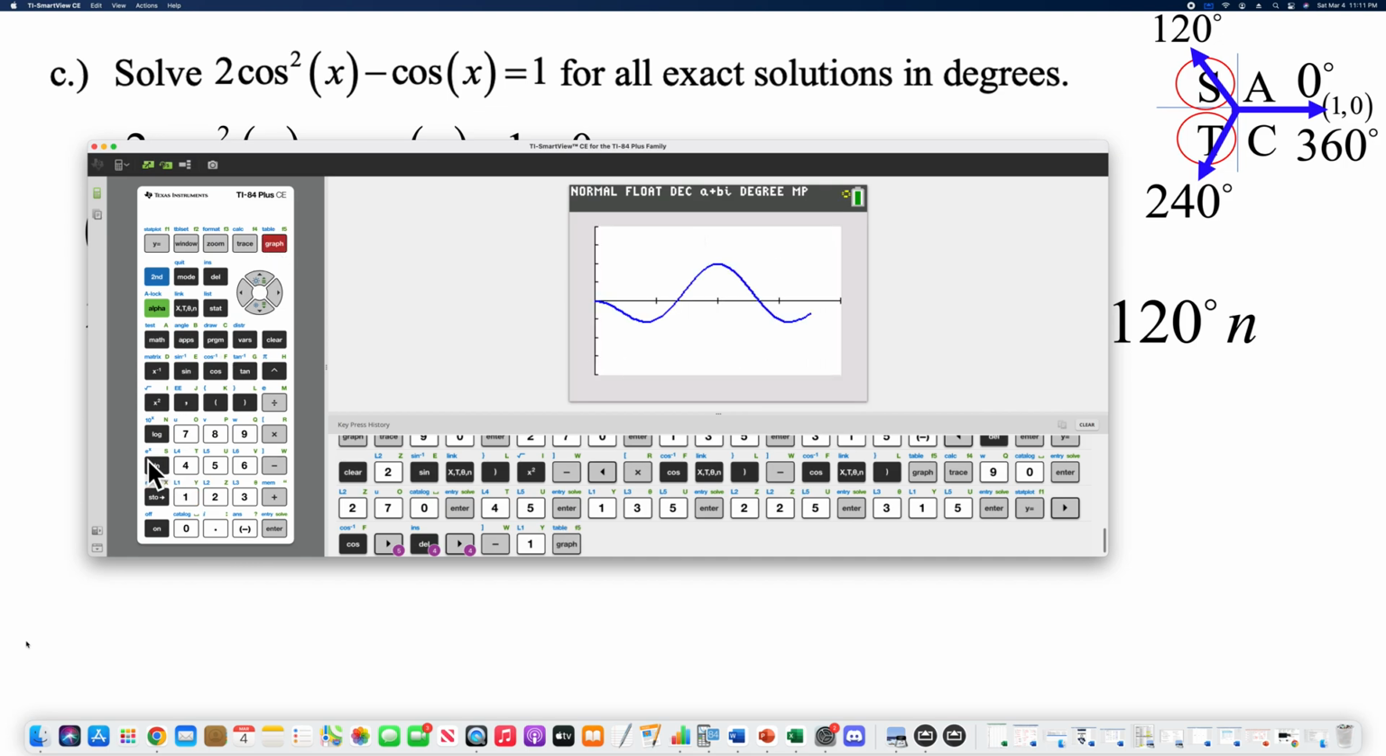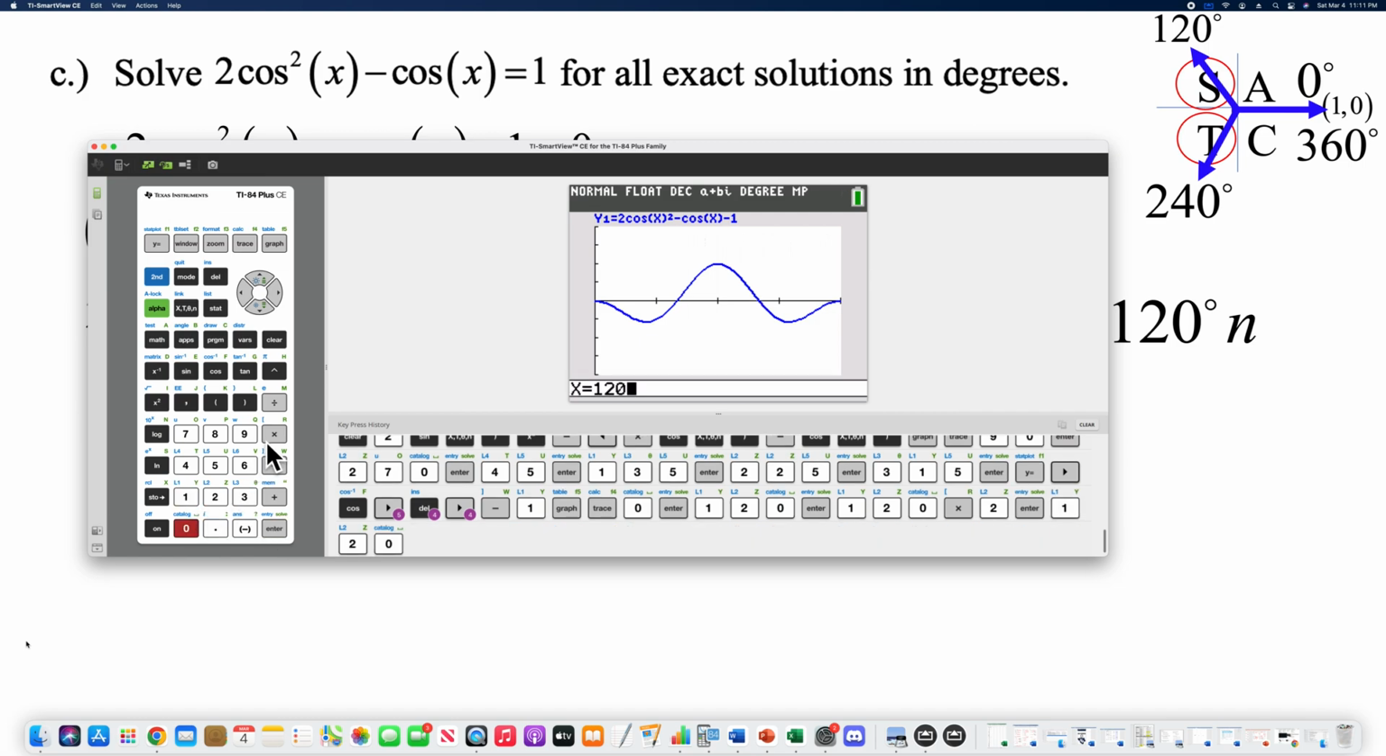And we have to put a minus 1 at the end. Graph it. Trace it. 0. 0 gives me 0. 120. Then you go 120 times 2. There's your 240. 120 times 3. There's your 360, or I'm back to 0. And again, I could do more, but because my screen's only going to 360, it would give me an error message.